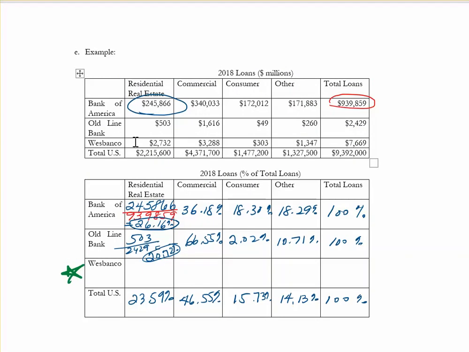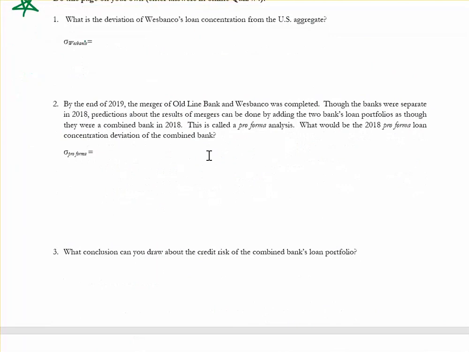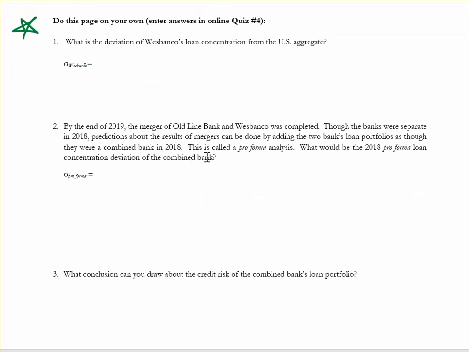Recall that we found out that a year after this call report, Old Line Bank and WesBanco merged. So, as is explained here in your notes, it's common to anticipate what the impact would be of a merger by looking at the pre-merger numbers together as though the bank were one entity and see what it would look like. Of course, we don't know what the future holds, but by at least combining what it would look like in the past, it gives some indication of what it would look like in the future. So it's called the pro forma number.